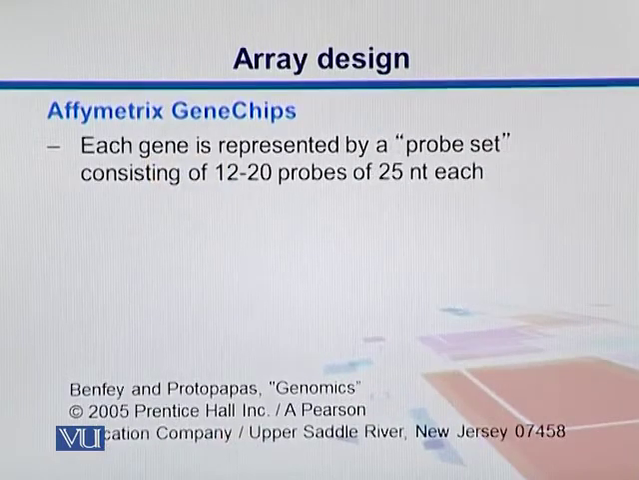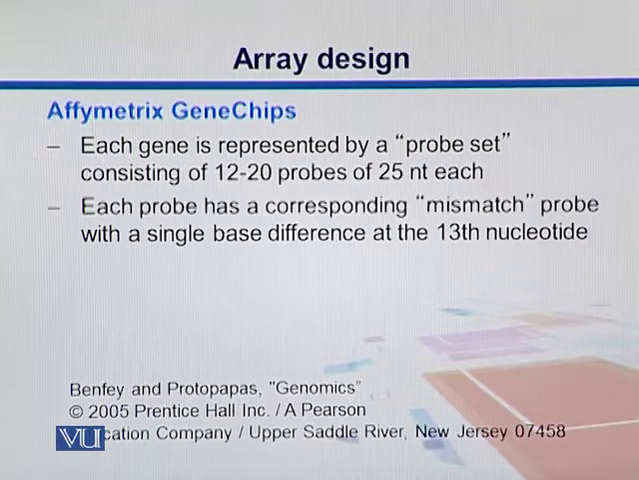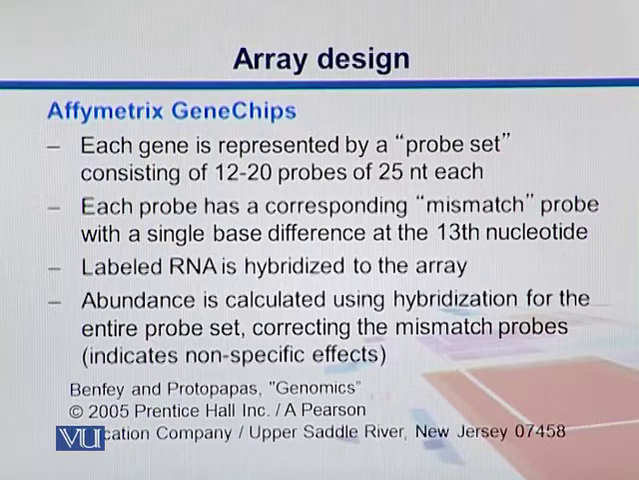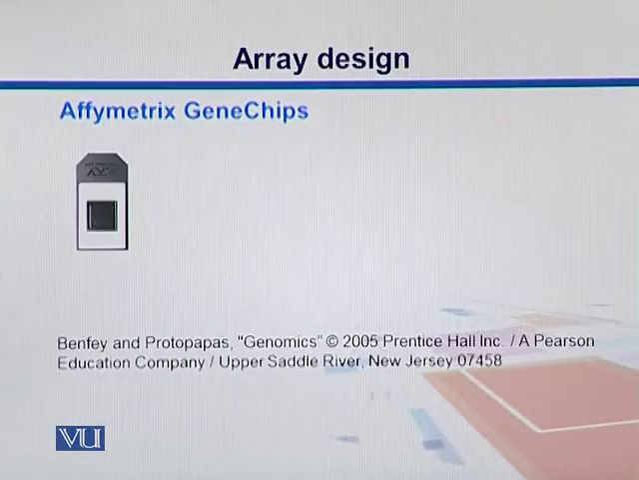These oligonucleotides should also be non-overlapping. In Affymetrix, each gene is represented by a probe set consisting of 12 to 20 probes, each 25 nucleotides in length. Each probe has a corresponding mismatch probe with a single base difference at the 13th nucleotide. Labeled RNA is hybridized to the array, and abundance is calculated using hybridization for the entire probe set, correcting for the mismatch probes, which indicate the non-specific effect. This gives us the relative abundance between the matched and mismatched pairs, so we can correct for non-specific binding.